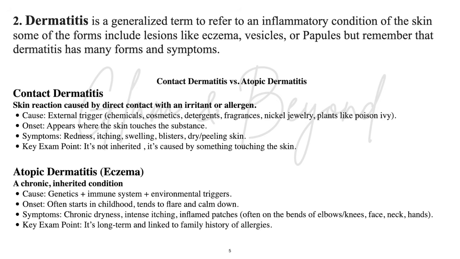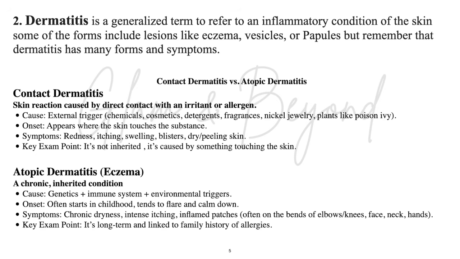Onset appears when the skin touches a specific substance. Symptoms would be redness, itching, swelling, blisters, dry or even peeling skin. Key exam points to remember: contact dermatitis is not inherited. It's caused by something touching the skin.